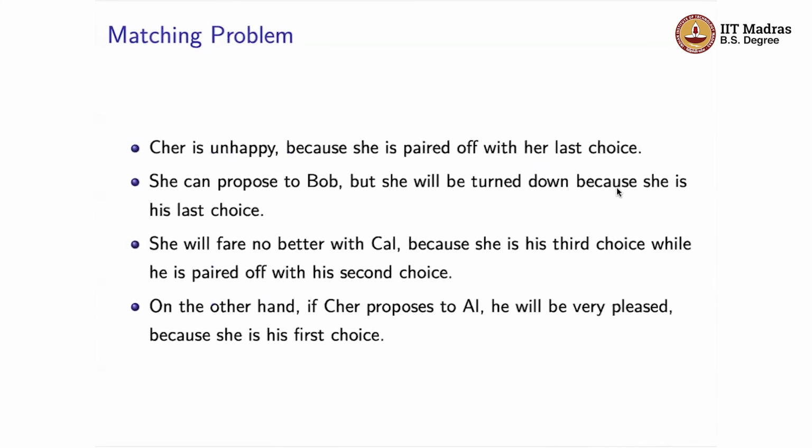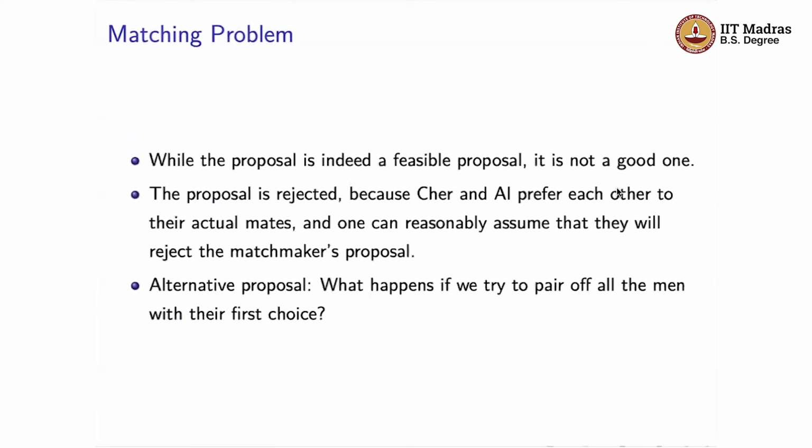So that's how you can think about it. While the proposal was a feasible proposal in the sense that we had paired four men with four women, it is not a good one. Why is it not a good one? Because the proposal is going to be rejected. You have got these two people, Cher and Al, who prefer each other to the actual mates, the ones that were proposed, and therefore they are going to reject the matchmaker's proposal. So this one does not work.